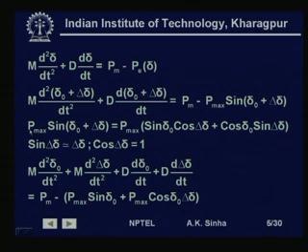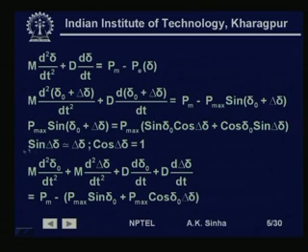Now, we can write P max sine (delta 0 plus delta delta) as, that is we expand this term, then we get P max sine delta 0 cos delta delta plus cos delta 0 sine delta delta. Now, since delta delta is small, sine delta delta will be very nearly equal to delta delta in radians, and cos delta delta will be very nearly equal to 1.